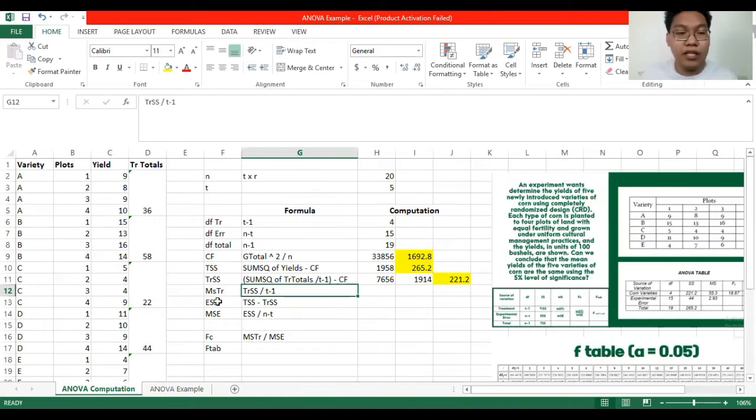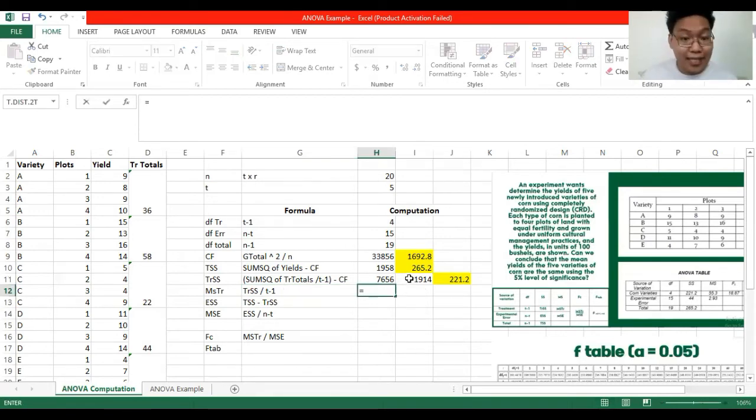So we have MSTR. MSTR is just TRSS divided by t minus 1. Since we have already computed TRSS, it will be easier. So we have 221.2, and we will divide it by T minus 1, which is also this one, 4.